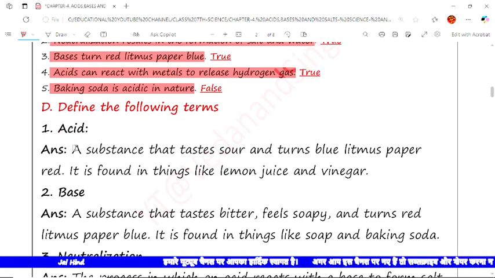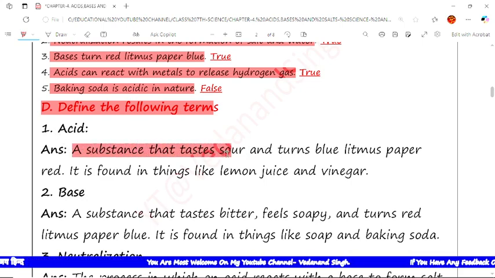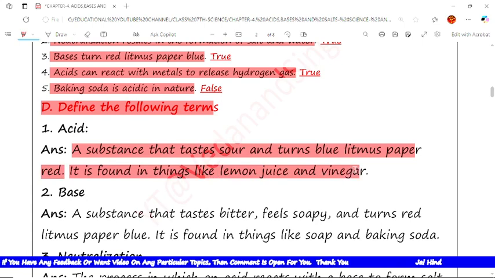Now the next questions are given here. The question is to define the following terms. Some terms are given here and we have to define them. I have written the answers in easy language. The first is acid. An acid is a substance that tastes sour and turns blue litmus paper red. The second point is that it is found in things like lemon juice and vinegar. So these are the answers.